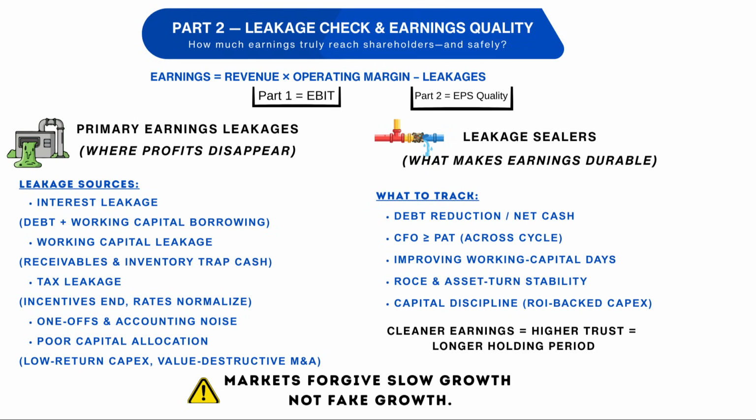One-offs or accounting noise, for example. So what I mean is things like an asset sale or an exceptional item, they immediately inflate the profit for a year or two, but they do not reflect core earning power.